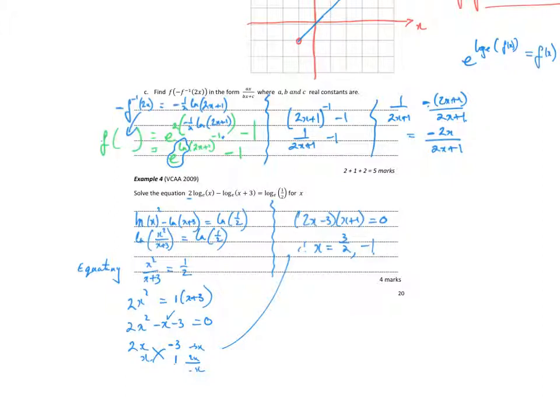Now again, check. Natural log x can't be negative 1. So in this instance, that's not a valid solution. x equals 3 on 2. We'll square around that.